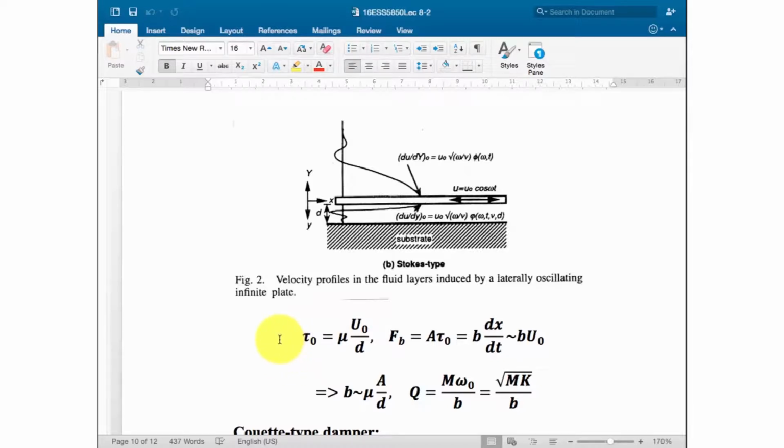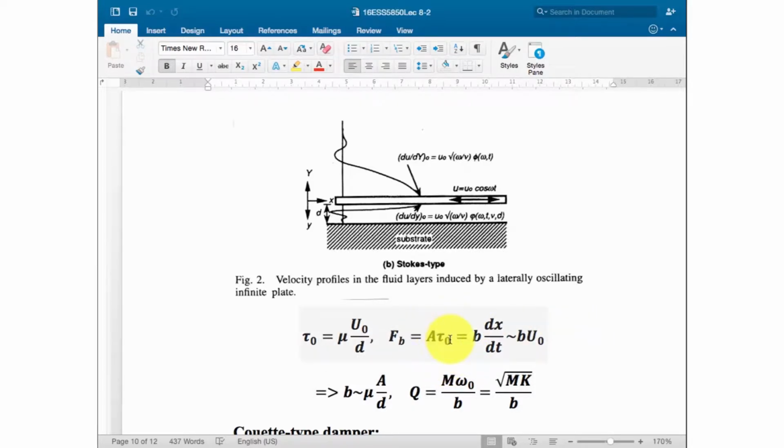From the viscosity, now we want to develop the damping coefficient. How to do that? The total friction force from the viscosity will be Fb equal to the total surface area times tau 0. Tau 0 is the friction stress from the fluid, right? So Fb equals A times tau 0.